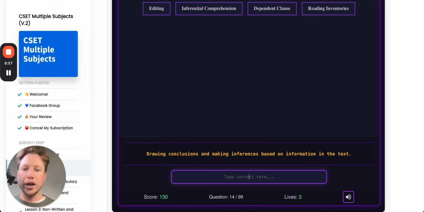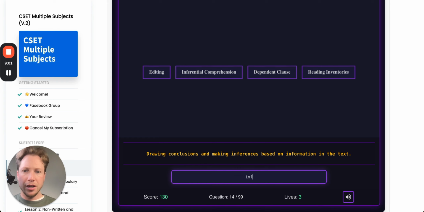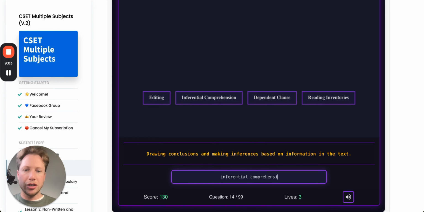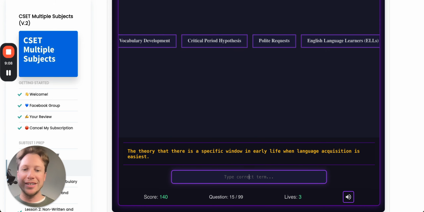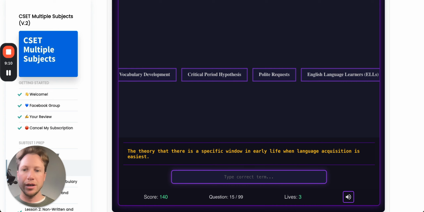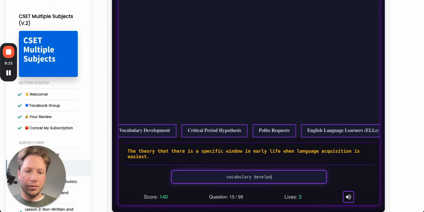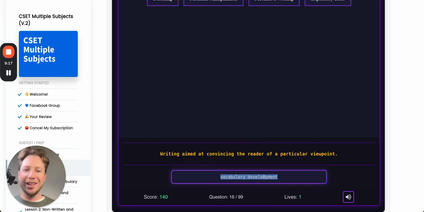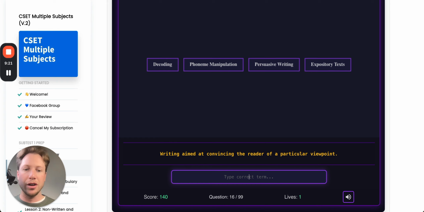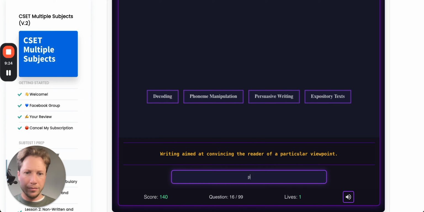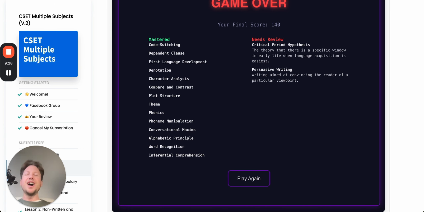Good. Drawing conclusions and making inferences. Inferential comprehension. I actually just said that wrong. Inferential comprehension. Sorry about that. The theory that there is a specific window in early life. Okay. Vocabulary. Oh no, my spelling. Okay. I have one more life left. Writing aimed at convincing the reader of a particular viewpoint. No. Come on. Oh no. Oh.